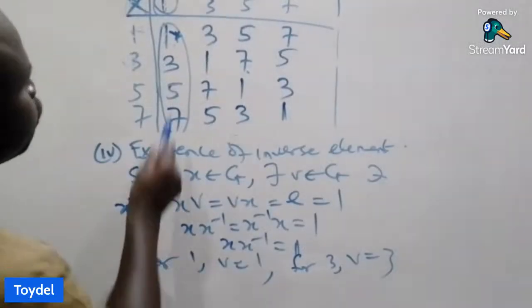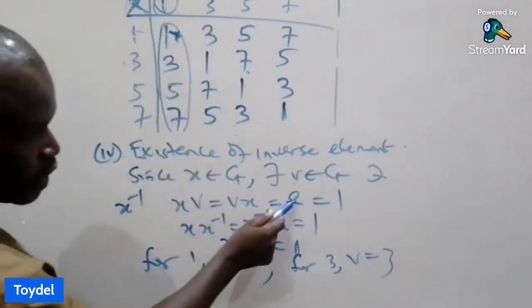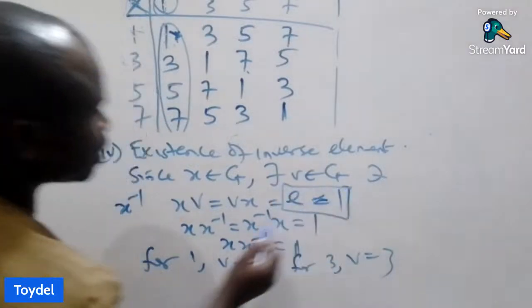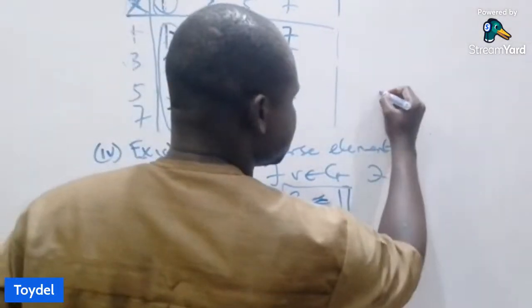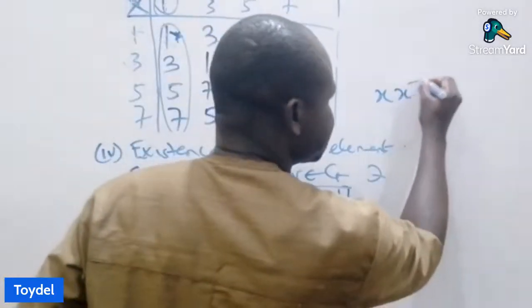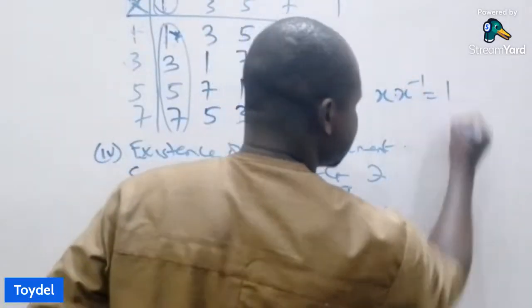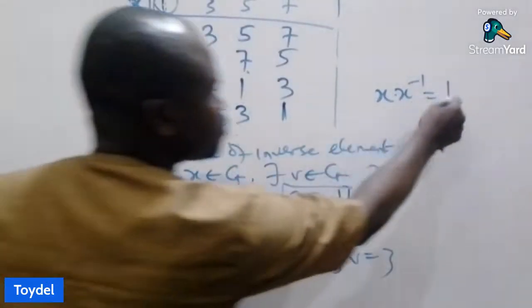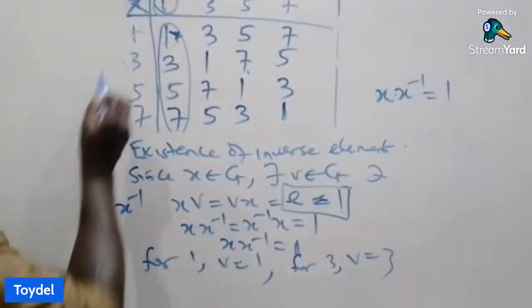Indeed, we have gotten our identity element to be 1. So the inverse element is something you relate. If x is an element, then the inverse of x, when you relate it under multiplication, we must get 1. So what will I multiply with this element x that gives 1? That's what I'm trying to check.